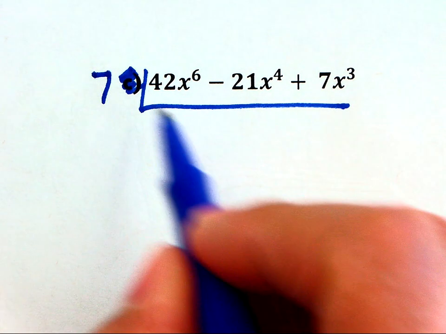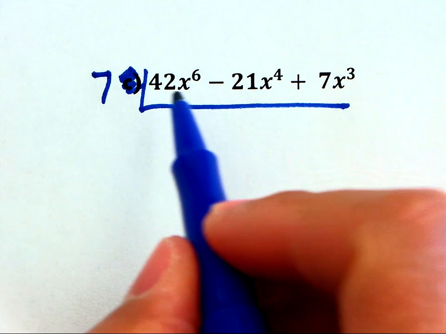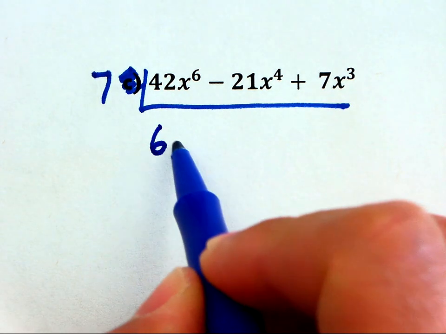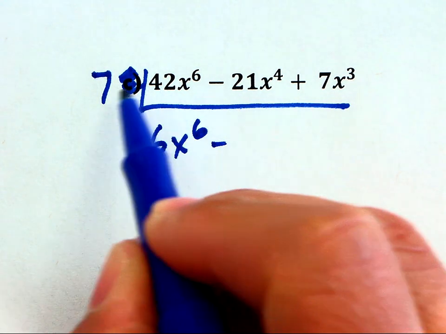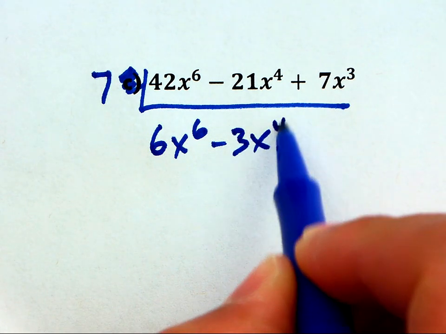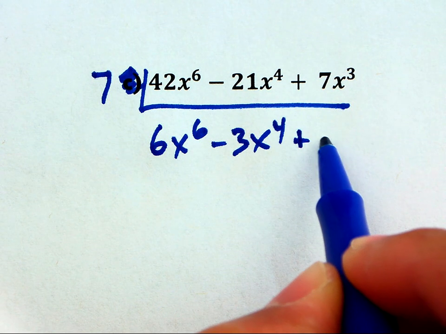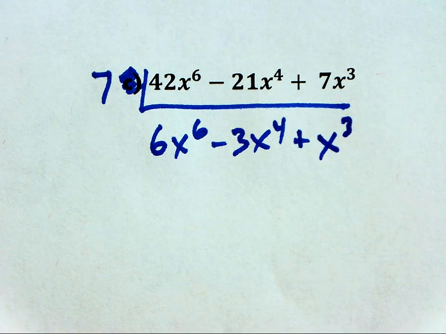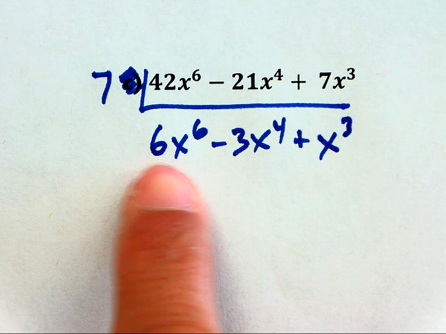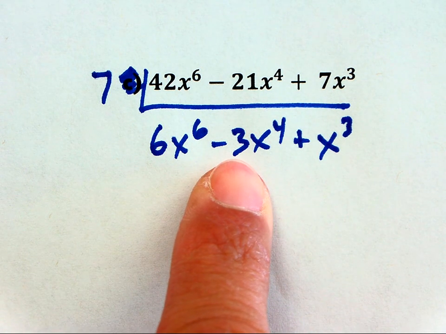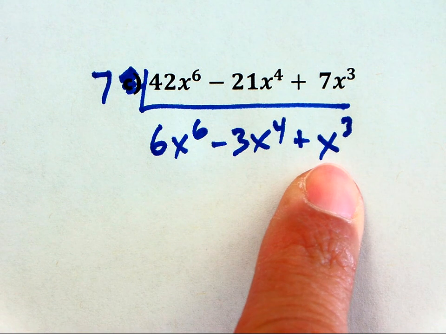Okay, so just divide all the coefficients. 42 divided by 7, that's 6. 21 divided by 7, that's 3. And 7 divided by 7 is 1. I'm not even going to bother writing the 1. I'm just going to write the power of x. All right, now I can check 6 and 3. Well, hey, those are divisible by 3, but this has a coefficient of 1, and it's not.